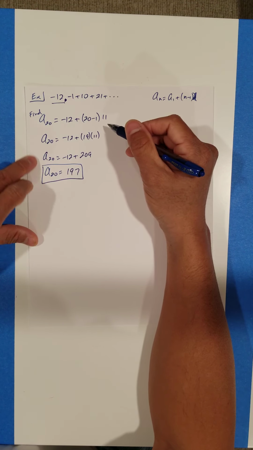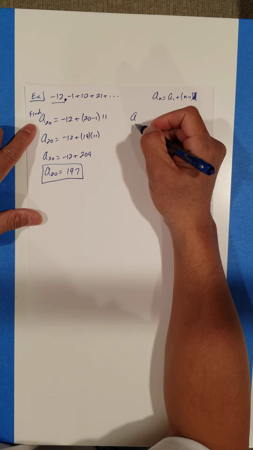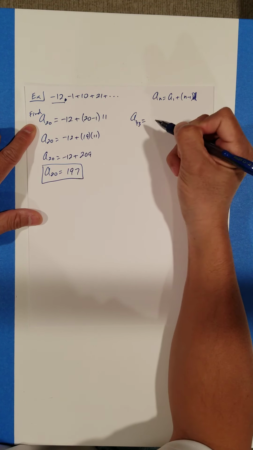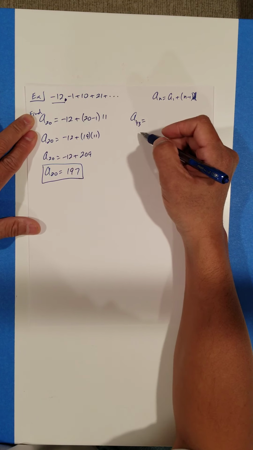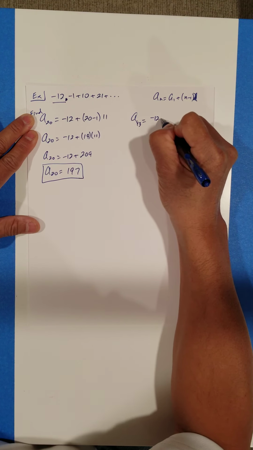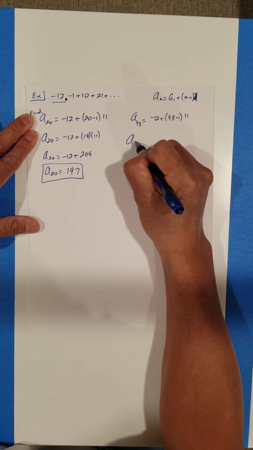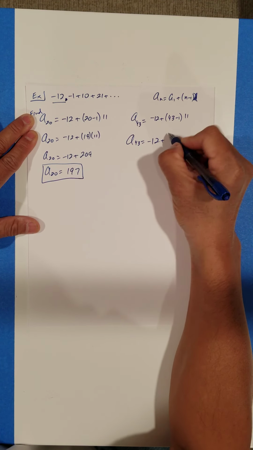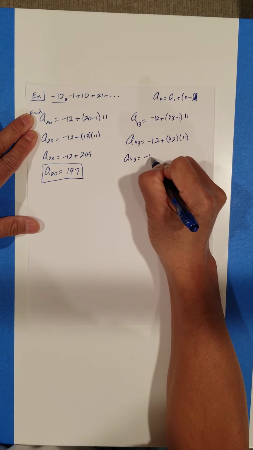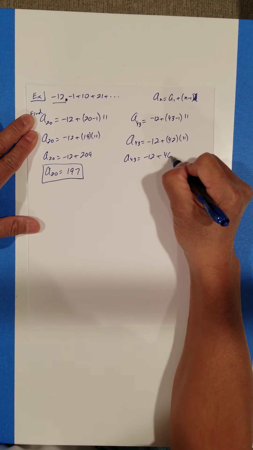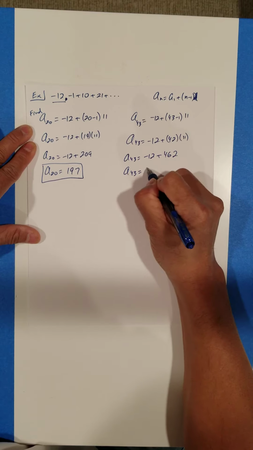So we can do this for any term at all. Pick a random spot, okay? A 43rd, okay? Just a random number. This says find the 43rd number for me. No big deal. The 43rd number, okay? So it's going to be negative 12 plus (43 minus 1) times d, which is 11. Okay, A_43 is negative 12 plus 42 times 11. So the 43rd is negative 12 plus, okay, 462. Okay, so now the 43rd number is 450.